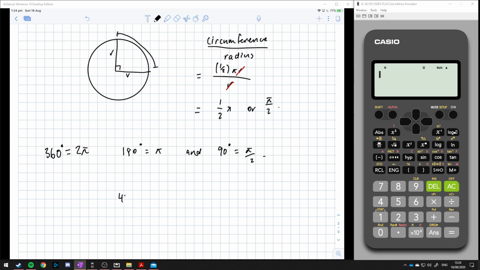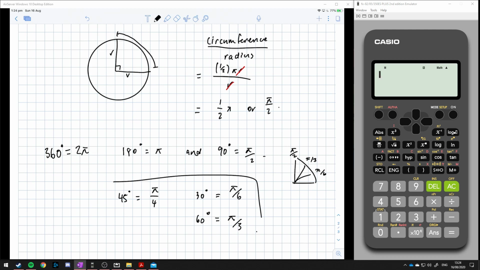So 45 degrees, well, it's half of pi on 2, so it's pi on 4. 30 degrees and 60 degrees are a little bit different. If you think of the 90 degree one that we have, so it's pi on 2, then we want to split it up into thirds. So 30 degrees is going to be pi on 6, and 60 degrees is pi on 3. Okay, so pi on 6 and pi on 3.